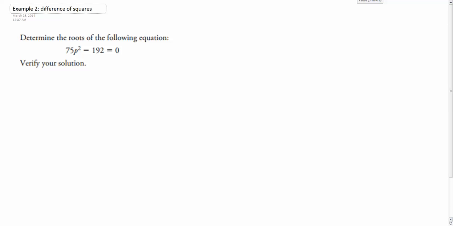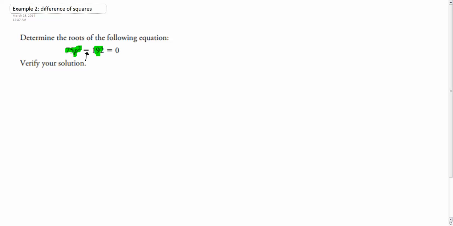So we are looking at example number 2 of difference of squares, solving quadratic equations by factoring. So here we have a difference of squares. We can see that our first term isn't a perfect square, and our second term isn't a perfect square. But we do have the difference. So we need to look and see if we have a common factor.